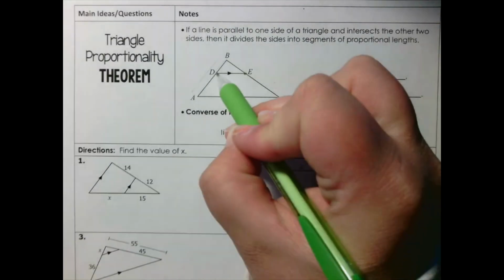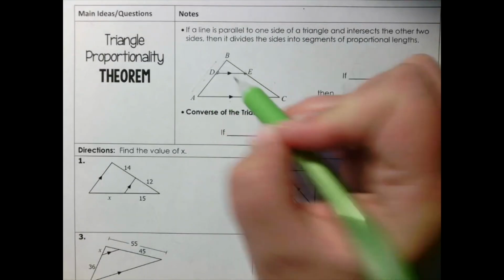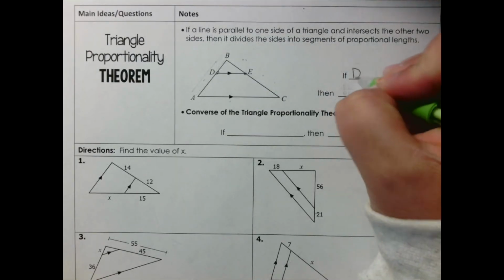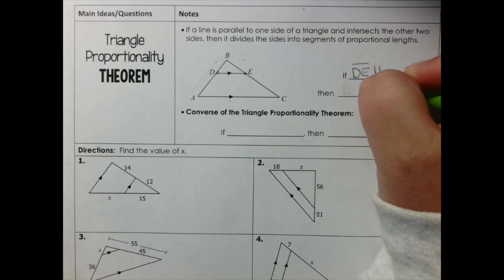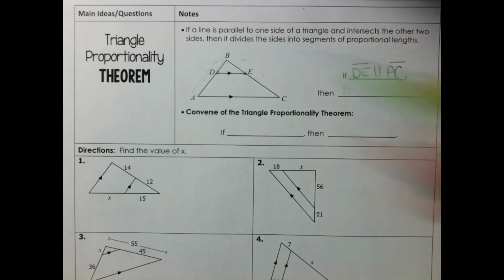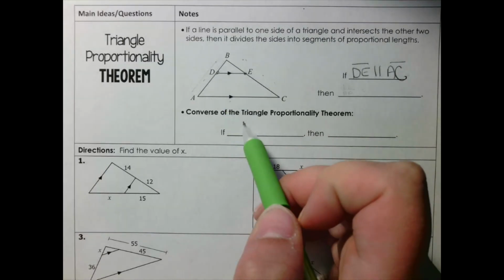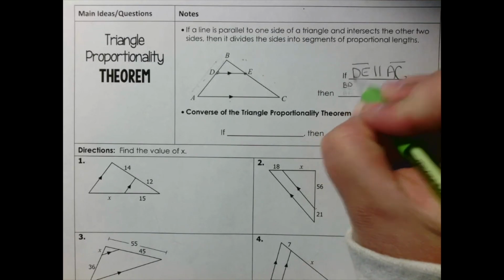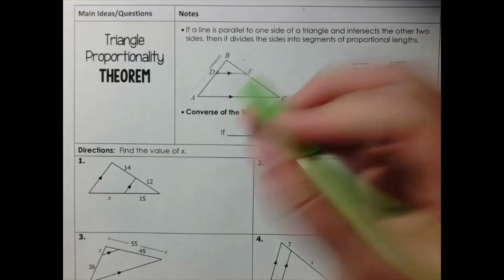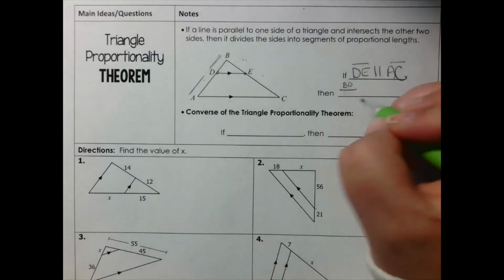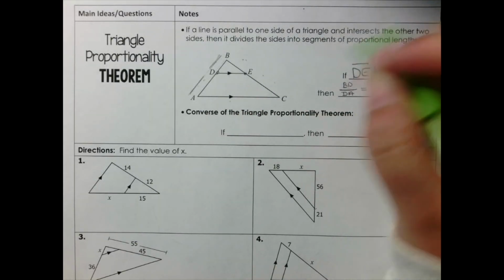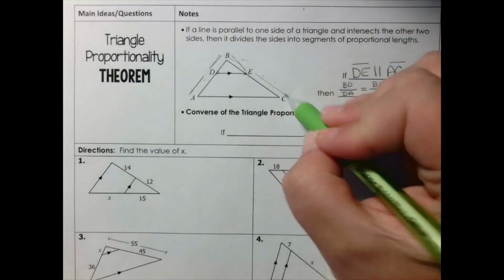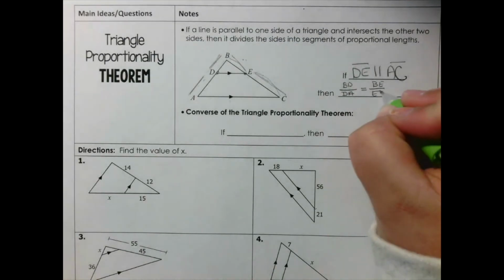So this point here is dividing these two into proportional lengths, and this one here is dividing these into two proportional lengths. If line DE is parallel to line AC, and we have our symbols on our lines that tell us that, then these are going to be proportional. So I'm going to write BD, the smaller one here, over the other side, DA, equals the small side here, BE, over the other side of point E, which would be EC.